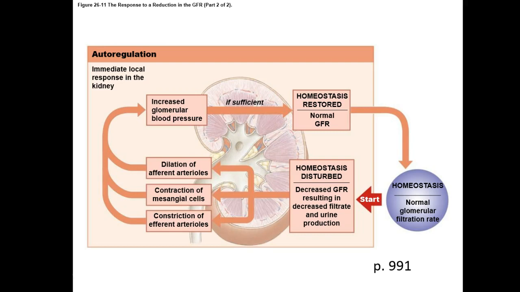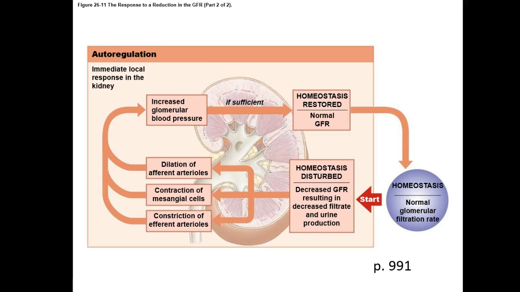If homeostasis drops below normal, starting at the bottom right with your bluish circle, that's when it's normal, so everything's good. But if you have decreased glomerular filtration rate, what's going to happen is you're going to have dilation of the afferent arteriole. Those afferent arterioles have the ability to dilate.